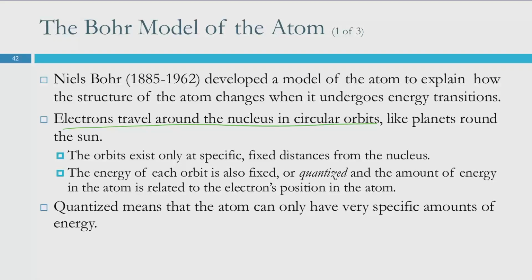And just like the planets existing on basically their fixed track, the orbits where the electrons fly exist at specific fixed distances. So the orbits, the little electron flight paths, exist at fixed distances from the nucleus. And the energy of each orbit is also fixed. We can also call that quantized. So it's got a specific quantity value associated with it. The amount of energy is related to the electron's position.